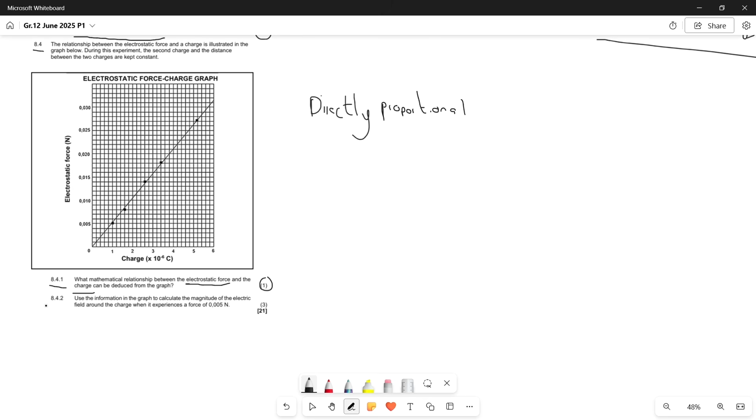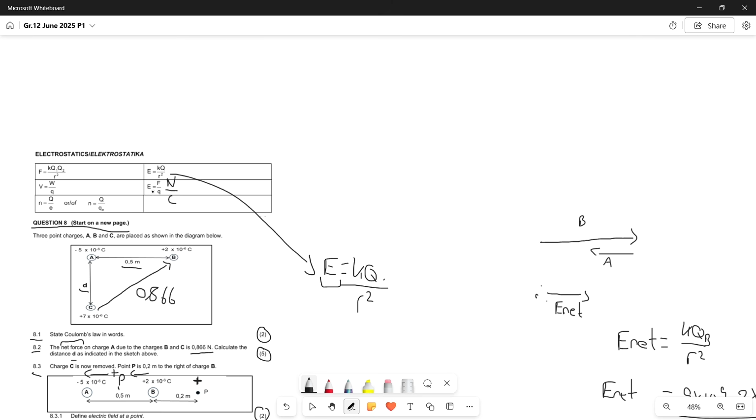And then last question for this section, 8.4.2 says, use the information in the graph to calculate the magnitude of the electric field, the E, around the charge when it experiences a force of 0,005 newtons. So 0,005 is over there. This is 3 marks and we are getting the electric field. So we're just going to rewrite this formula here. E equals F over Q.